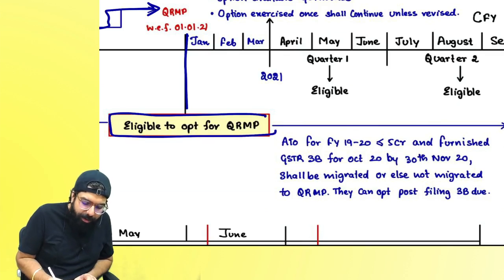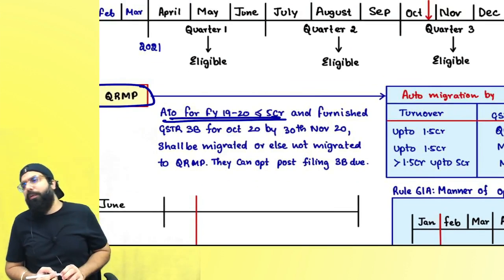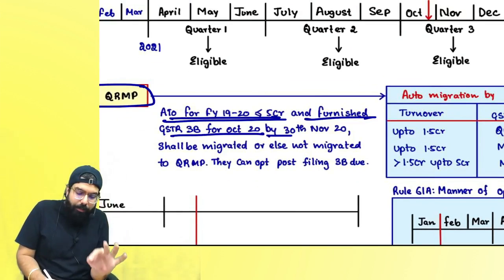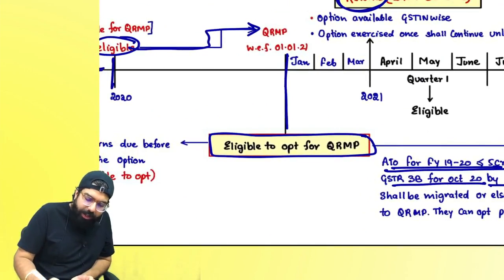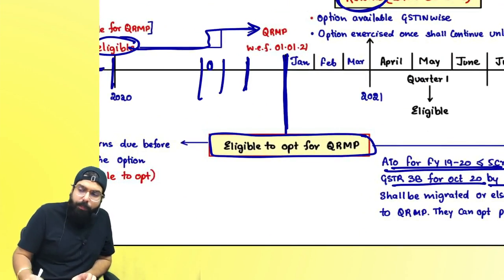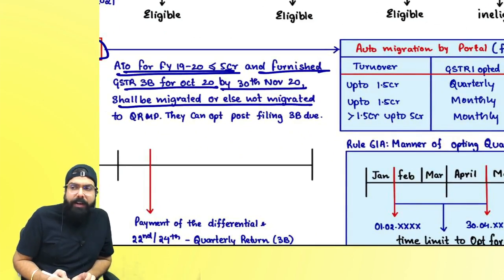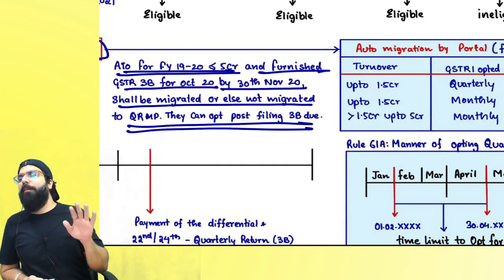Government told who is eligible, everyone. If you are a person whose aggregate turnover in 1920 is less than or equal to 5 crore and you have furnished your October 2020 return by November 2020, since the scheme was introduced from 1st January, then if the October return is furnished by 30th November, you will be migrated to the QRMP scheme automatically, otherwise you will not be migrated. You will have to go ahead and opt for the QRMP scheme yourself.